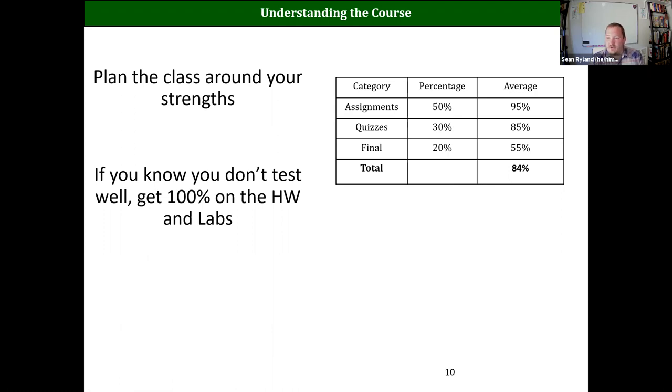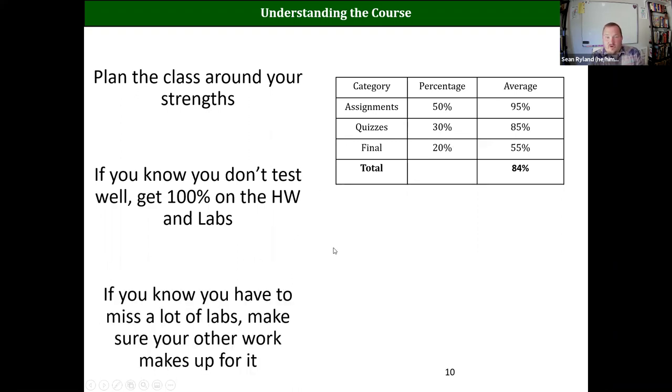And very few people are lower than 70. So it's still easily within range to get an A for this person on the final. If they had done a 75 instead of a 55, that probably would have been enough to get them into the A range.